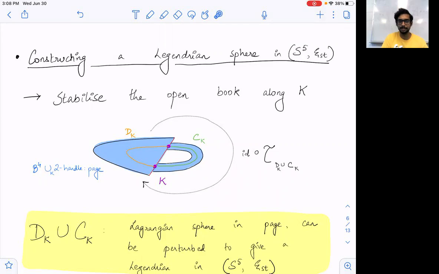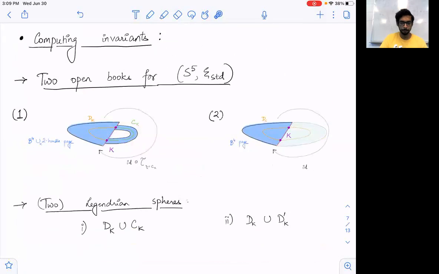We'll call them D_K union C_K, where D_K stands for the Lagrangian disk that K bounds, and C_K stands for the core of the 2-handle attached along K. This is a Lagrangian sphere in the page, which can be perturbed to give a Lagrangian in the 5-sphere. So these are the ones we're interested in studying, and we want to compute invariants for them. The way we want to do that is to find a front projection for these spheres. So how do we do that?